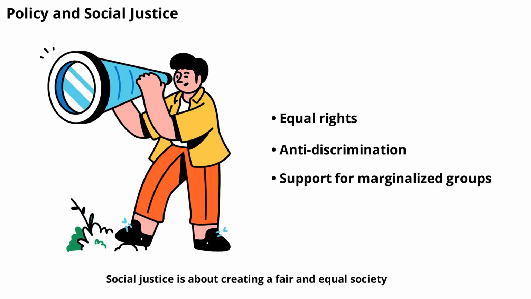Social justice is about creating a fair and equal society. Government policies can promote social justice by addressing discrimination, ensuring equal rights, and supporting marginalized groups. For example, anti-discrimination laws and affirmative action policies help level the playing field. Social justice policies contribute to a more inclusive and harmonious society.